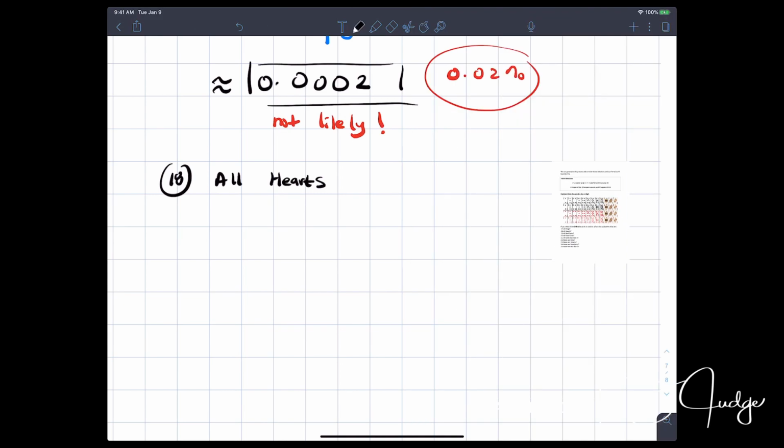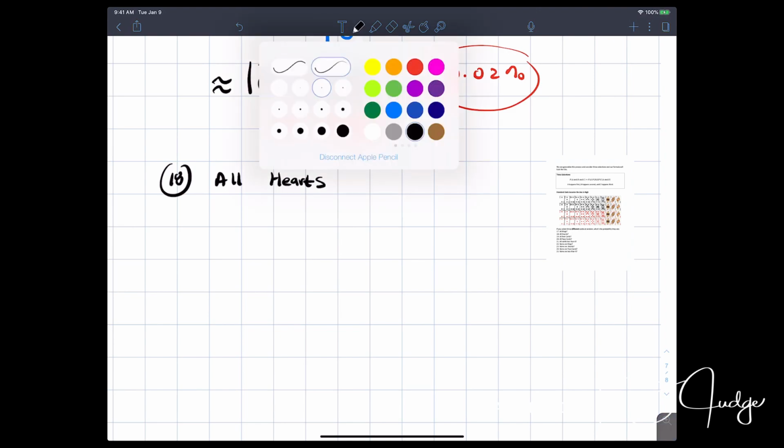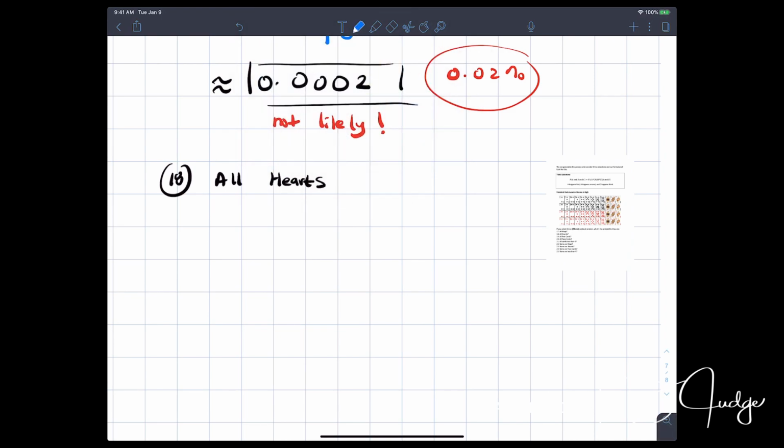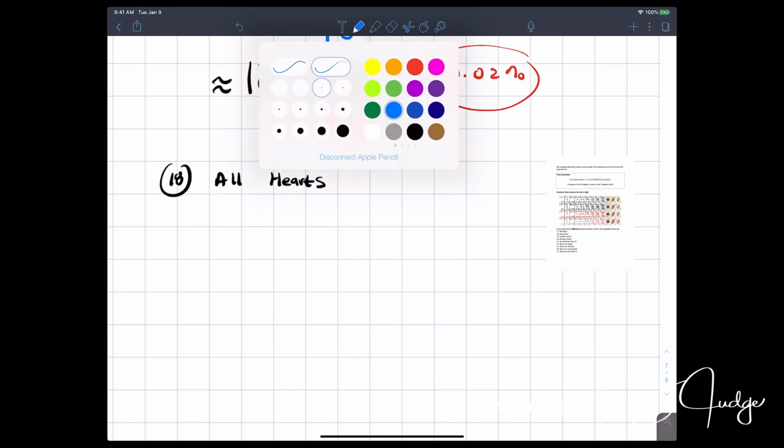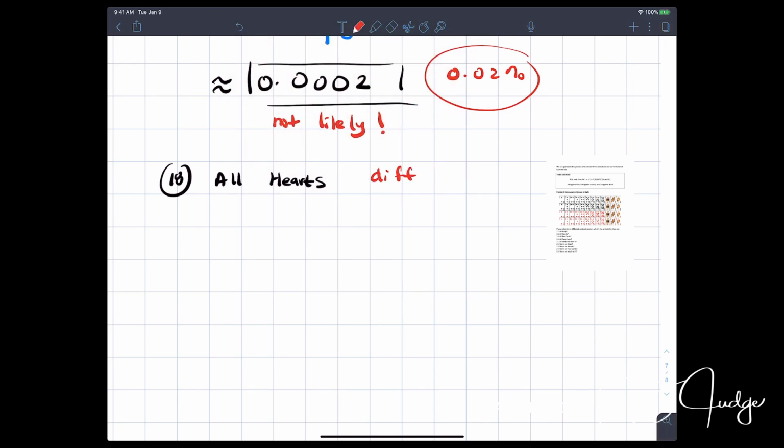Okay, and I'm going to go a bit faster this time since you guys have been through some of the details. Of course, they're all different. So since they're different, I'll write that here. Different means without replacement.